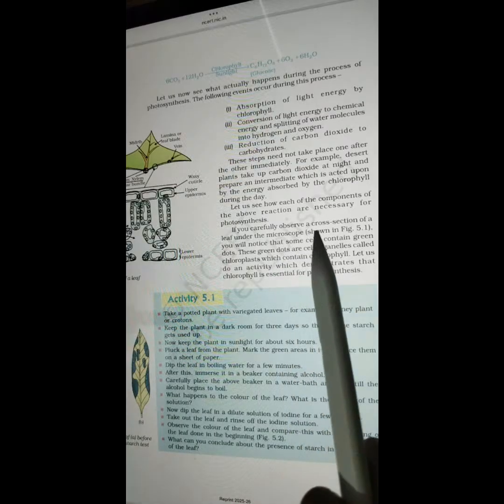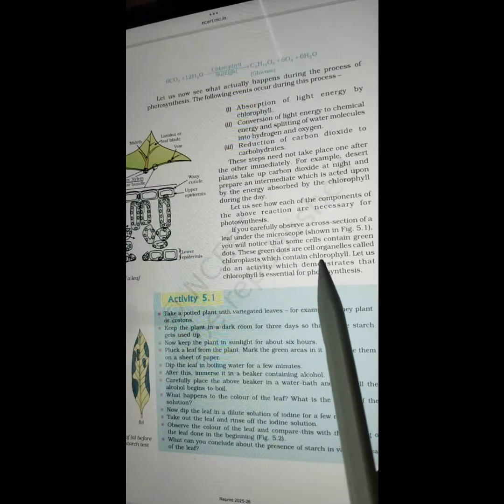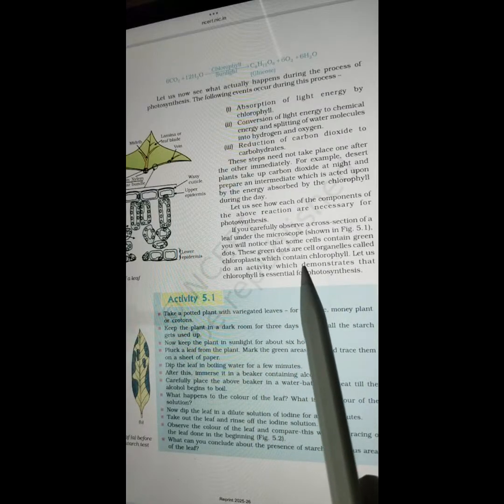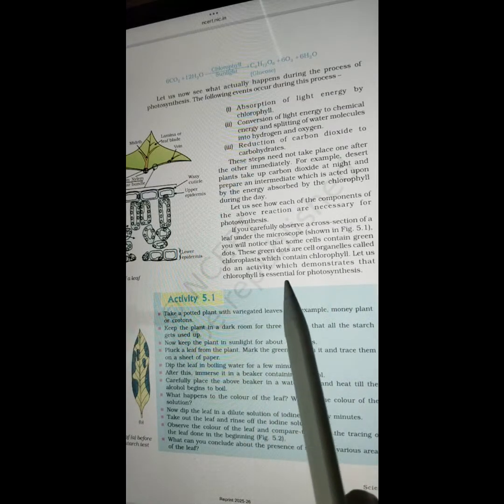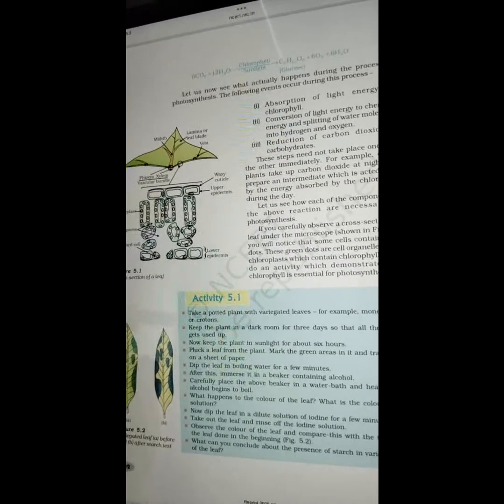If you carefully observe a cross section of a leaf under the microscope as shown in figure 5.1, you will notice that some cells contain green dots. These green dots are cell organelles called chloroplasts, which contain chlorophyll. Let us do an activity which demonstrates that chlorophyll is essential for photosynthesis.